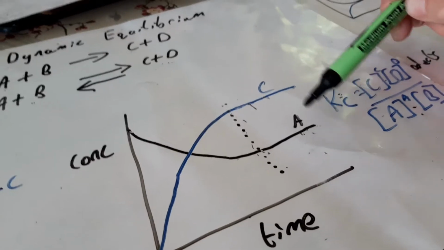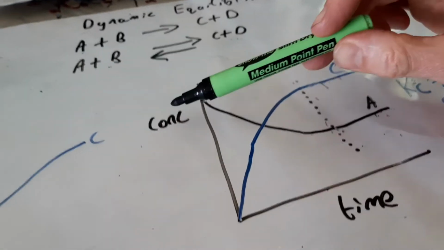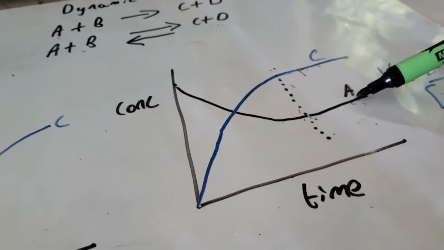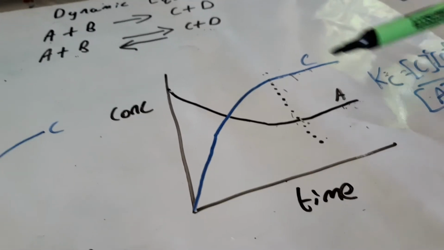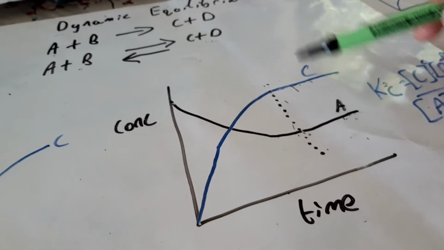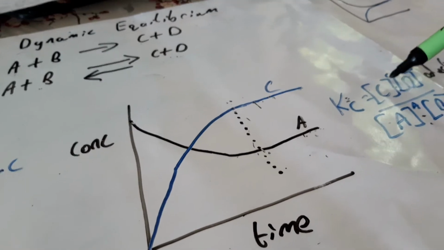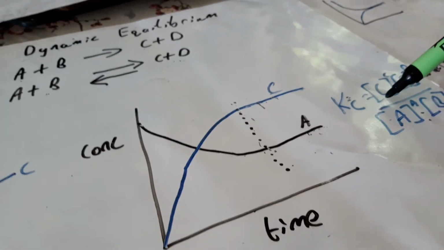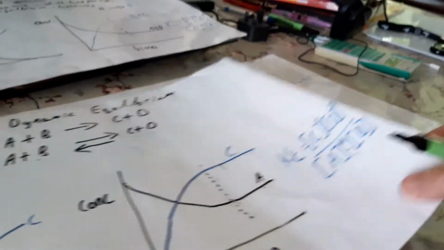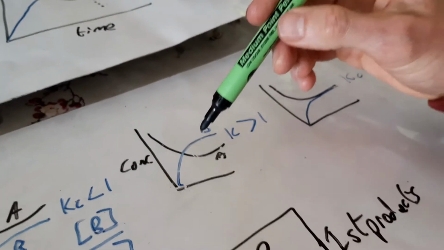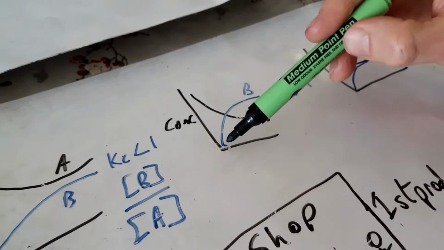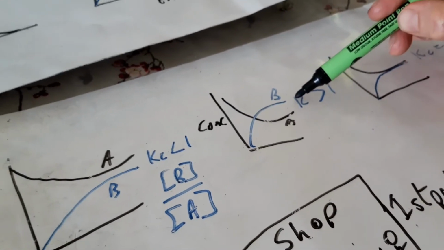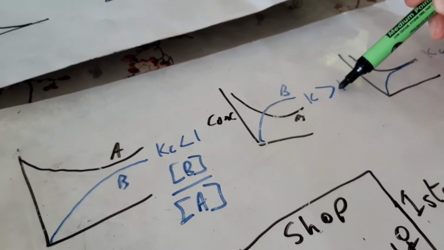So, for example, in this graph, as you can see, the concentration of the product, C, is higher than the concentration of the reactant, A, in our dynamic equilibrium mixture here. Okay? So, in this case, Kc for this reaction will be greater than 1, right? I want to show you what that looks like. This is what we have here. Okay, so this is our concentration for Kc is greater than 1.